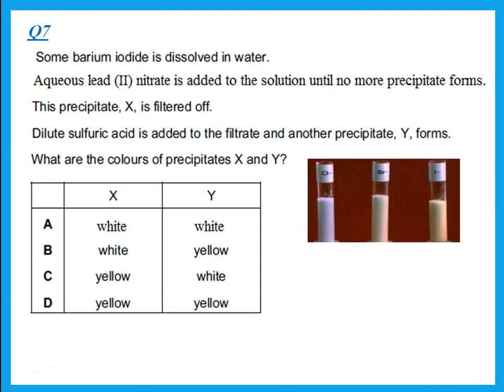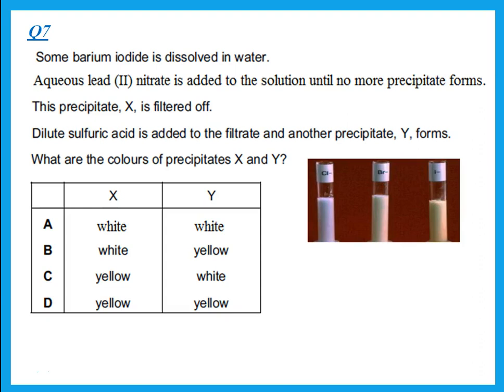Now, which one do I have? Chloride or bromide or iodide? Well, he has barium iodide. So when he adds lead nitrate, which color of precipitate should he get? If it is iodide, he should get yellow. So my answer is C or D.